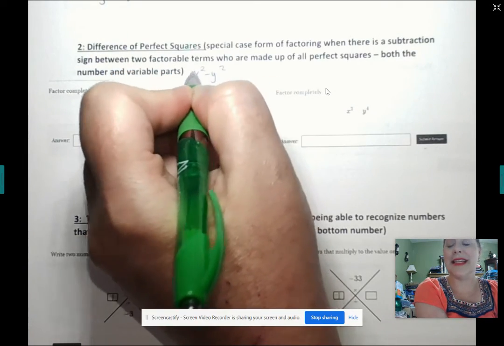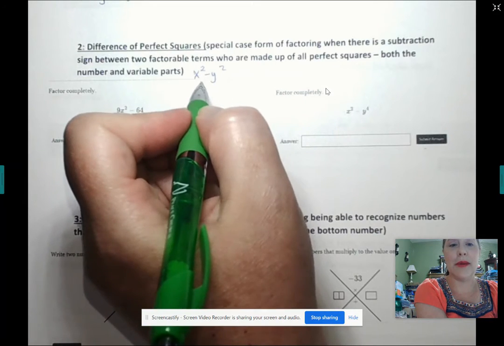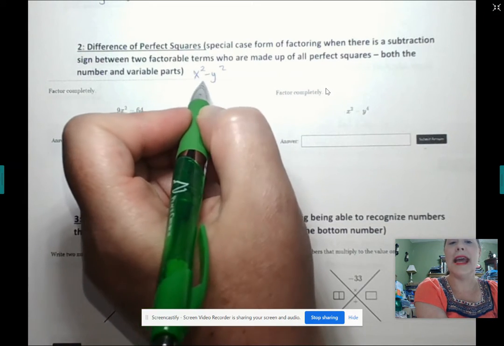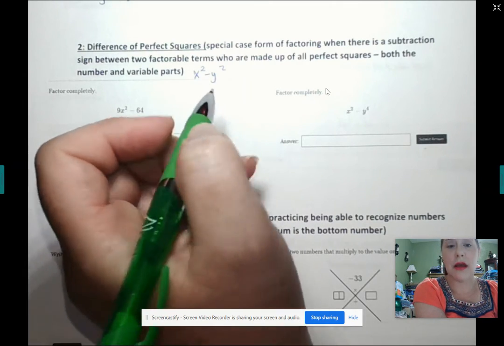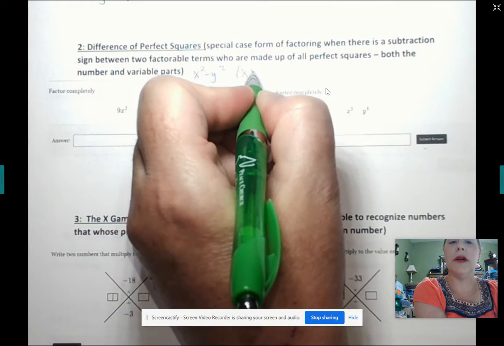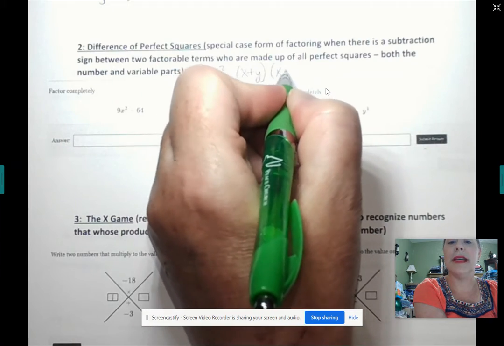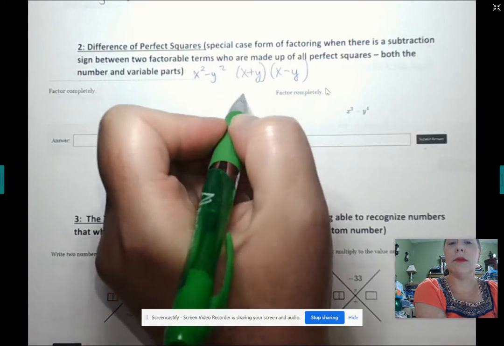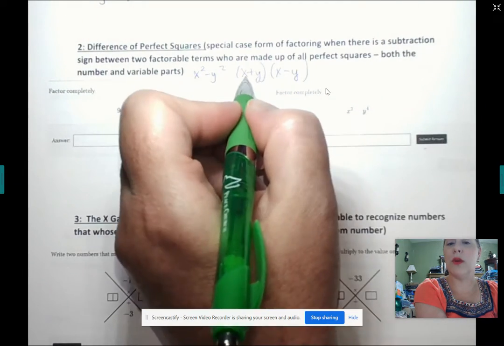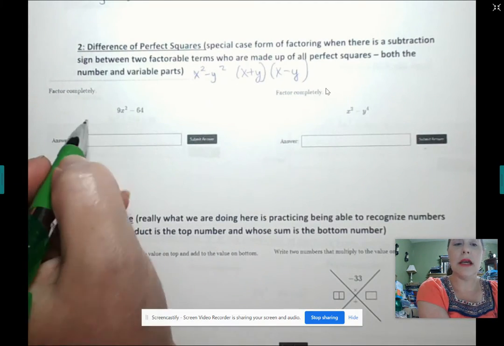And this can be anything. It doesn't have to be an x. It could be a number. It could be a variable other than x. It can be any variable with any power that is even. But this would be how you would factor it. They would look identical. You would take the square root of this. You would take the square root of this. You would put those square roots in each of the factors, one with a plus, one with a minus. Okay, so we're going to practice that.